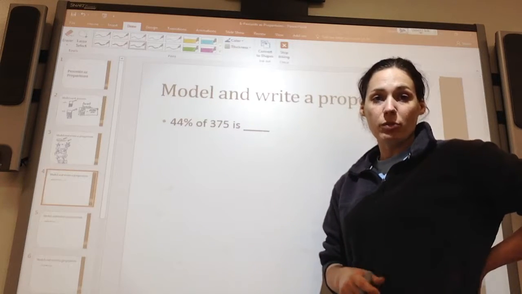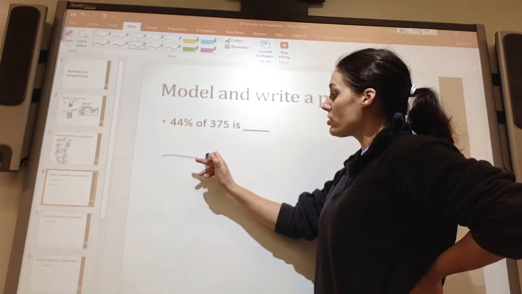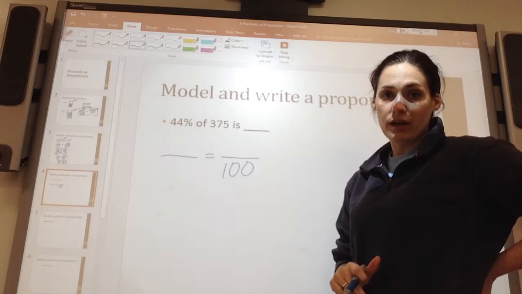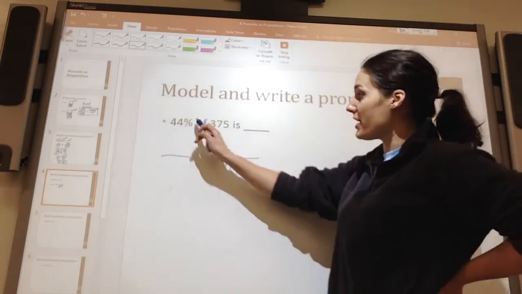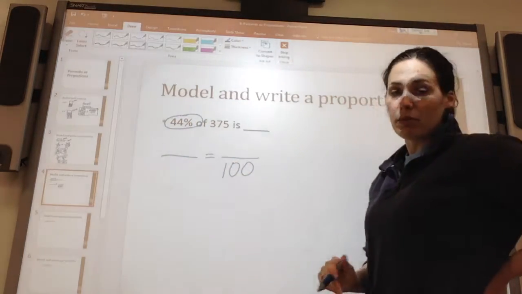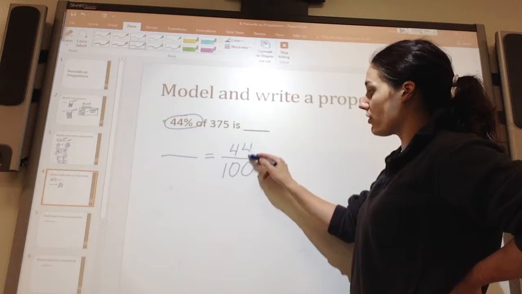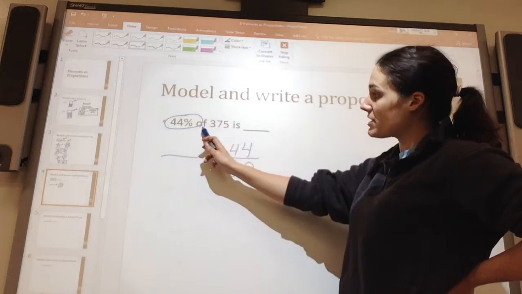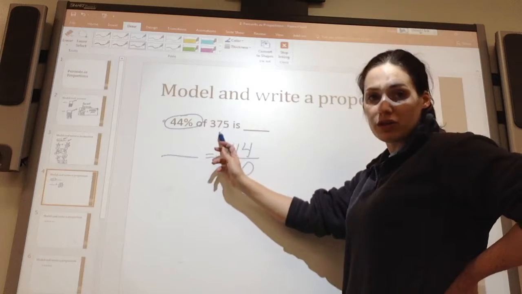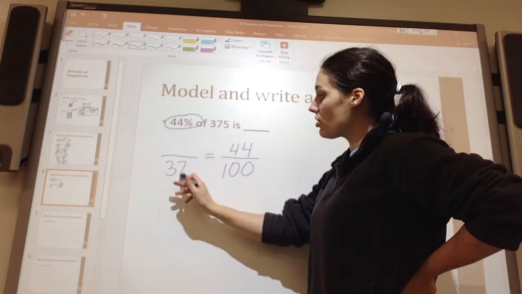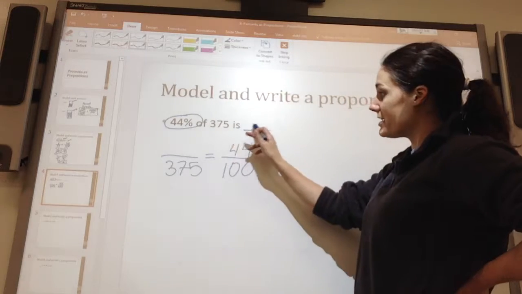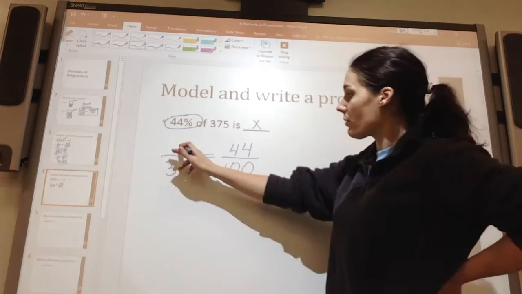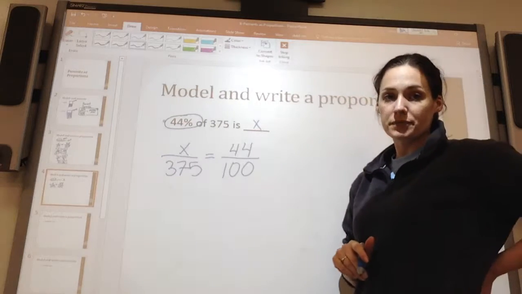Okay, hopefully you have your proportion written. This is what it should look like. So I'm going to set it up. And I'm going to put 100 underneath there. What goes over 100 is the percentage. And the percentage is the number with the percent sign. So I'm going to have 44 over 100. 375 comes after the of. So of 375, that means that's the total. Is blank, that means the blank is the part that I don't know. I'm going to put X right there.